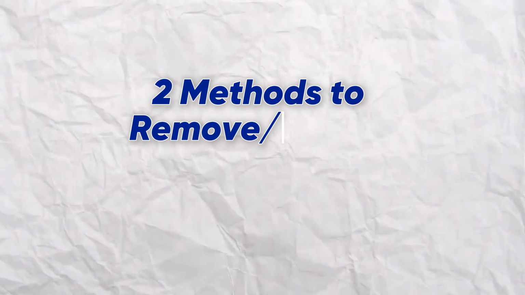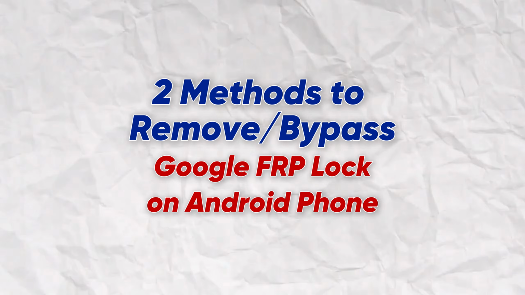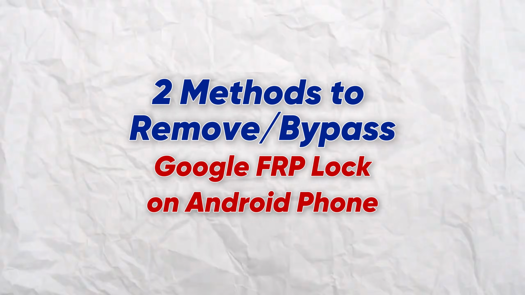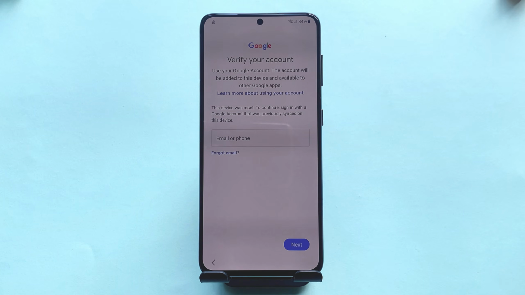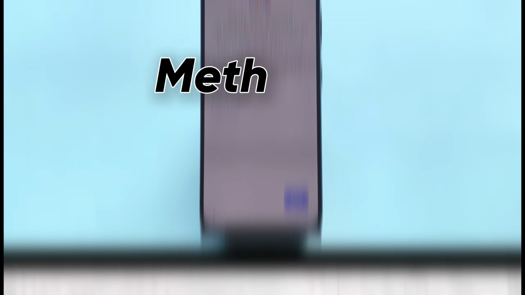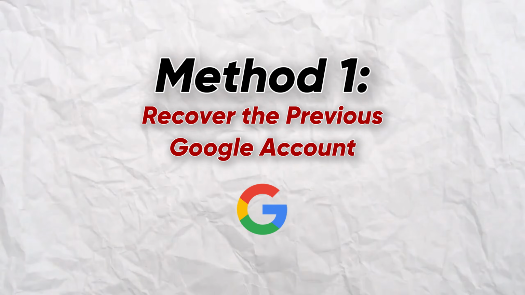In this video, I'll walk you through two different methods to either remove or bypass Google FRP on your Android phone. I will be demonstrating with a Samsung phone, but the process is also applicable to most other Android phone models. Method 1. Recover the previous Google account.